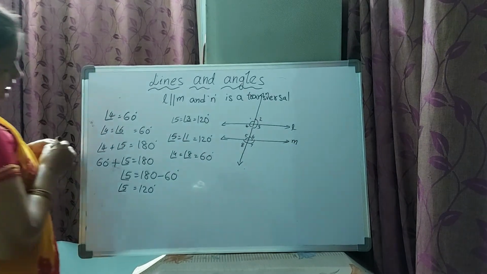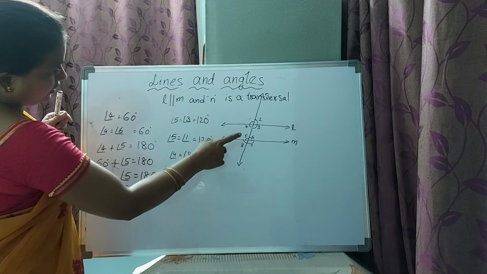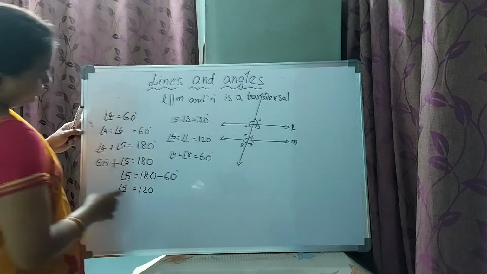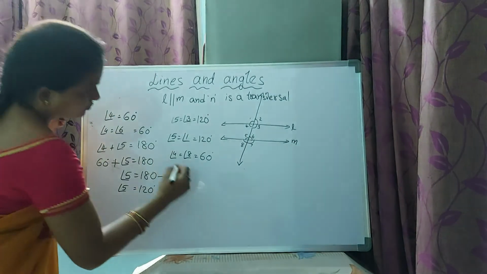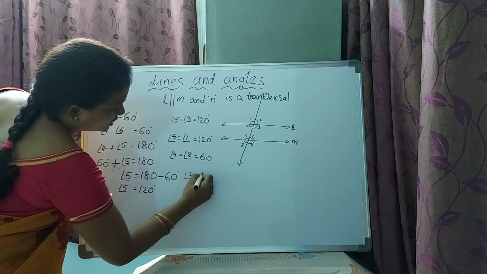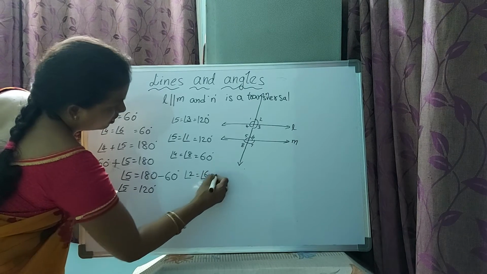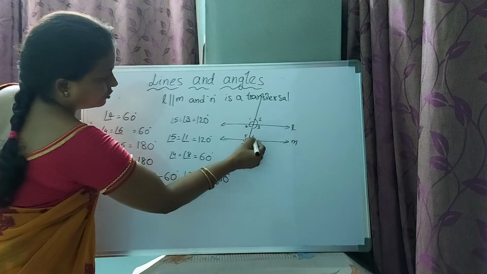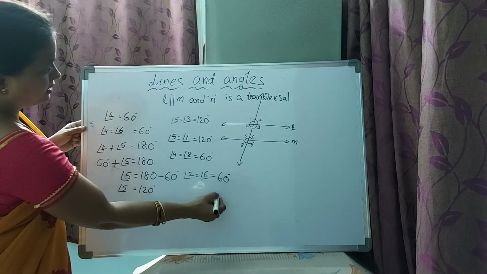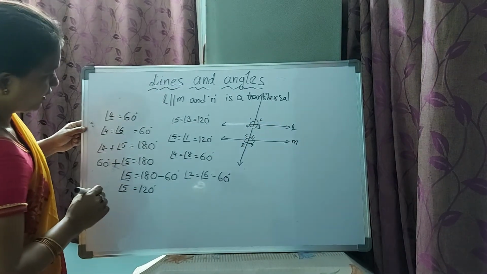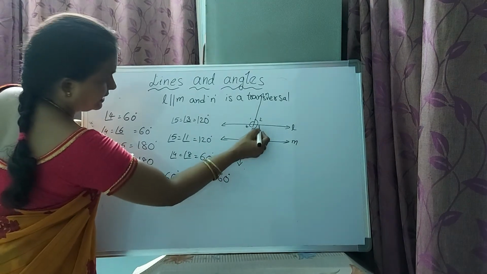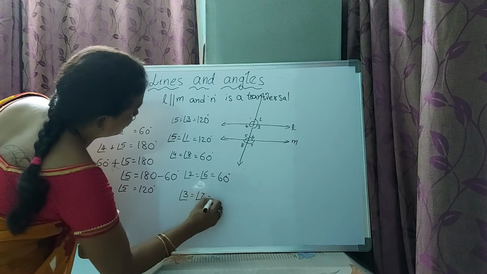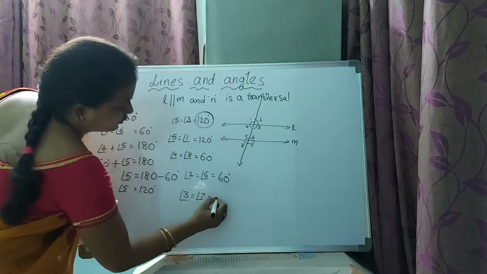See, now we got angle 1, 3, 6, 2. Angle 2 is equal to angle 6. Angle 2 is equal to angle 6 is equal to 60 degrees. If angle 2 is equal to angle 6, 60 degrees, remaining all angles we found, I think. Only 7. Angle 3 is equal to angle 7, corresponding angles, that is 120 degrees.